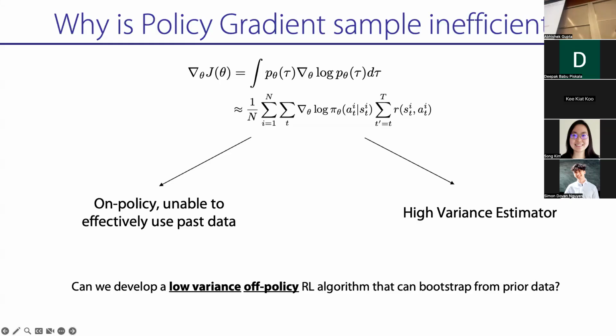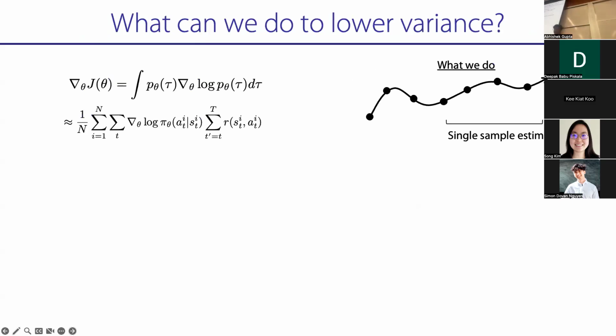And so our goal in off policy RL is to develop a low variance off policy RL algorithm that can bootstrap from prior data, right? We're not saying prior data from an external source. I'm just saying all the iterates from iteration 0 of learning to iteration k, I want to use all of that data, right?